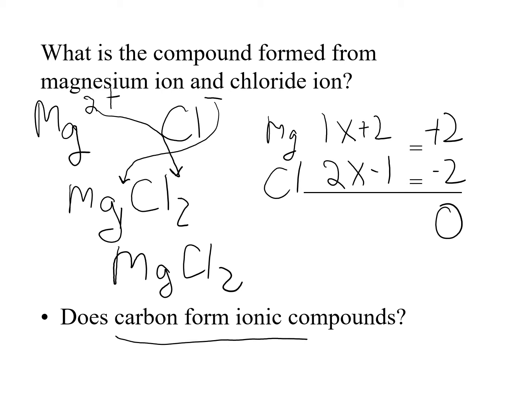Does carbon form ionic compounds? The answer is no. Because we said carbon is one of the exceptions, carbon does not form ions. So if there are no ions present, you can't form an ionic compound. Carbon is going to form a different kind of bond with other elements called a covalent bond.